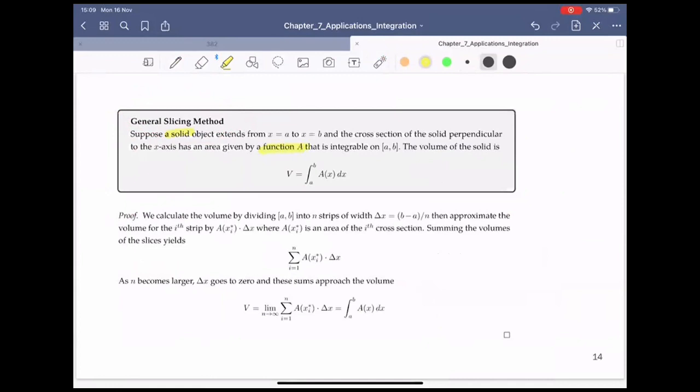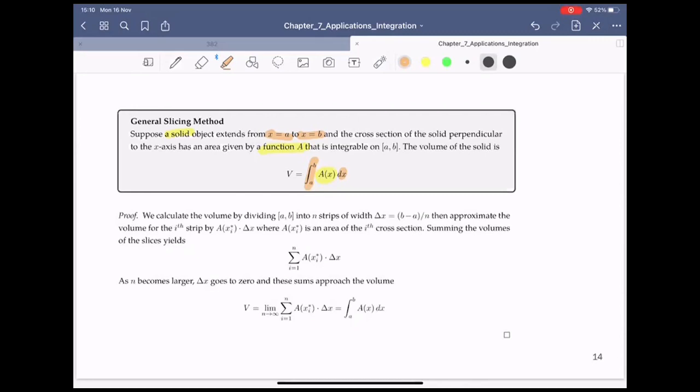And then once you get your A(x), you put it in the integrand. And then after that, you integrate from a to b, where a and b are the lower bound and upper bound of your x interval. Does it make sense? Once you set up, you're done. The rest of the work is just basic integration.